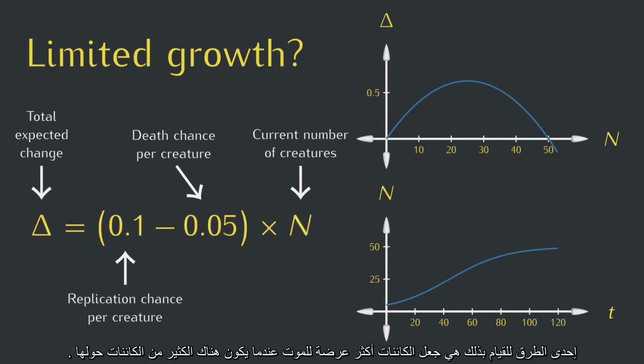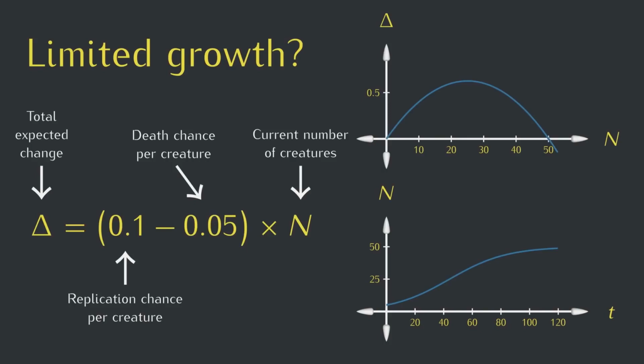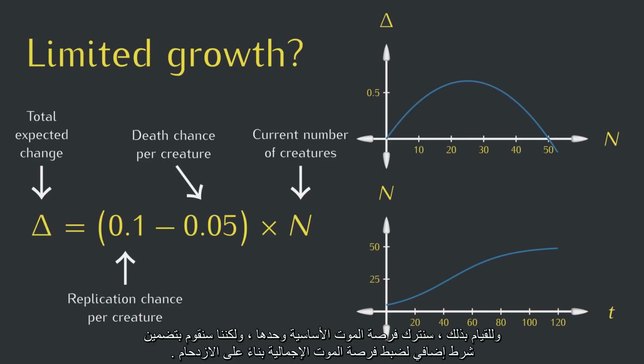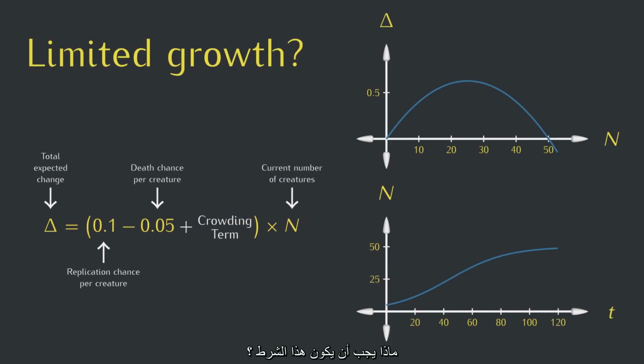One way to do this is to make the creatures more likely to die when there are lots of creatures around. There's only so much space and food in the environment, so when it's crowded, a creature might starve. To do this, we'll leave the base death chance alone, but we'll include an extra term to adjust the overall death chance based on crowding. What should this term be?